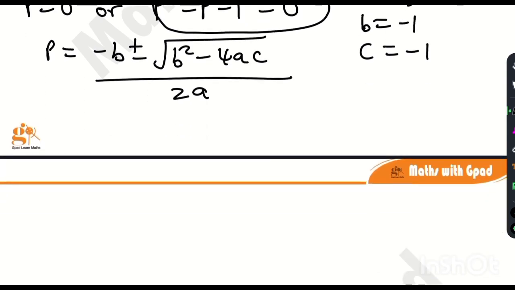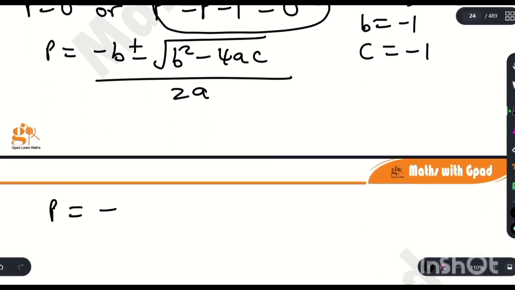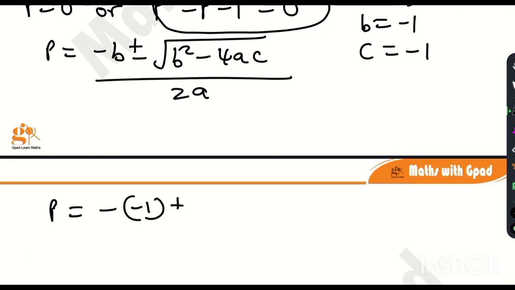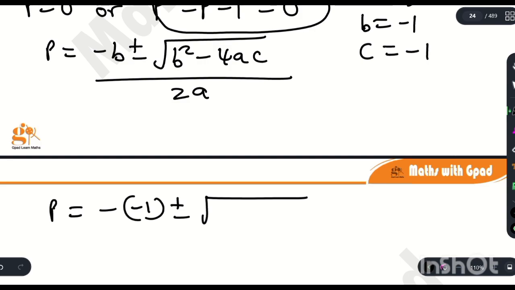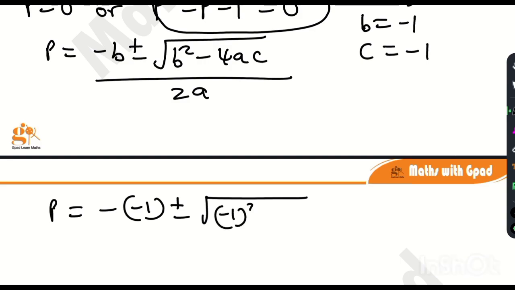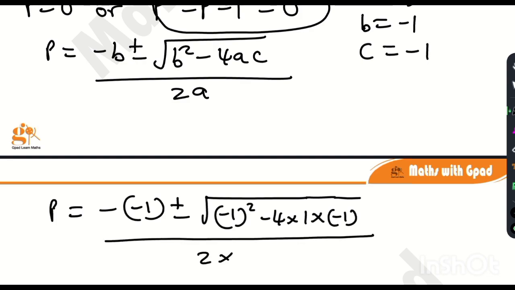So it's going to be p is equal to minus, what is b? B is -1, so -1 like so, plus or minus the square root of b squared, that's -1 squared, minus 4 times, what is a? A is what? 1 times, what about c? C is what? -1. Okay, all divided by 2a, 2 times a is 1.